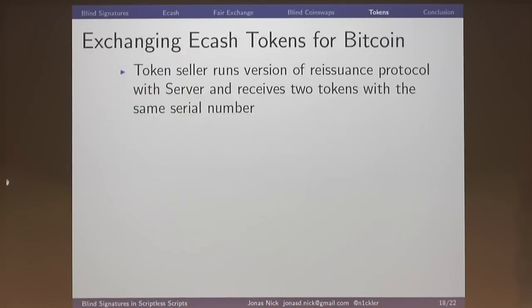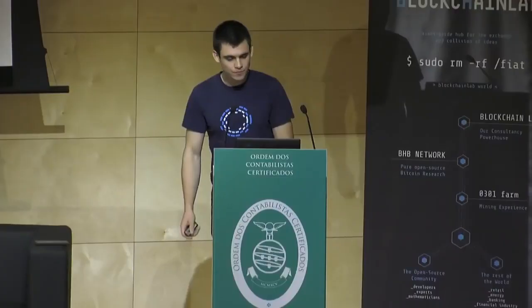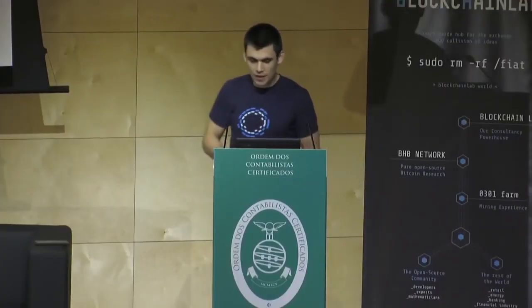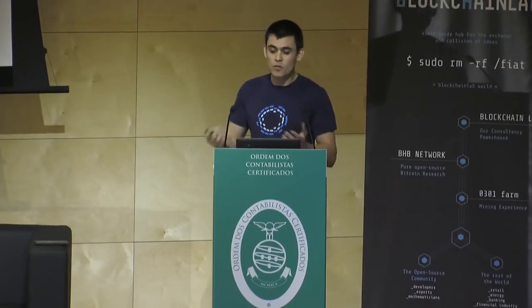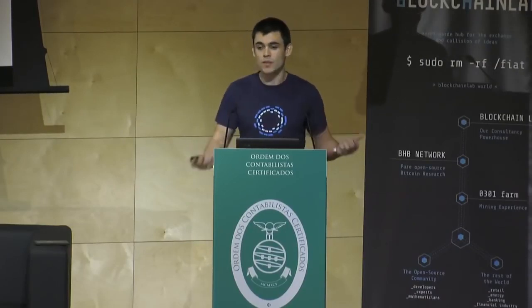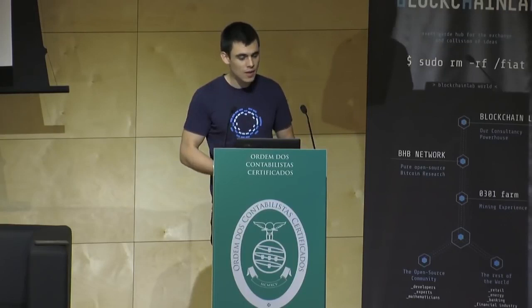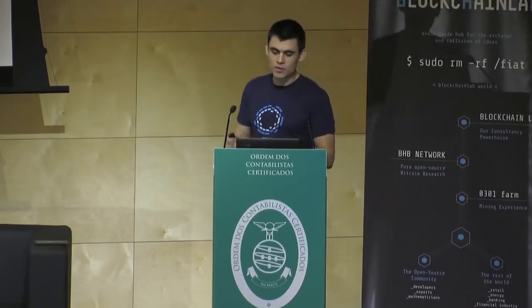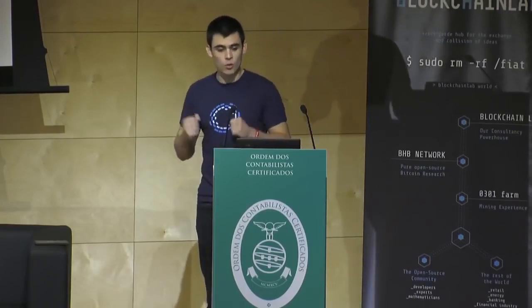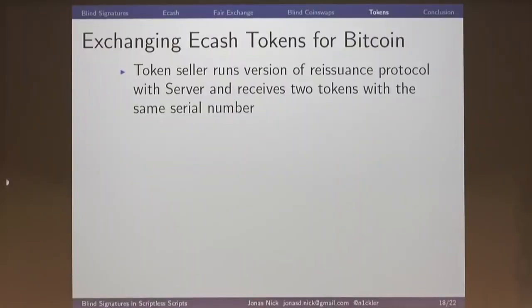Now, back to our original question, how can we have a buyer and a seller trustlessly doing this fair exchange of Bitcoin and eCash tokens? We say that there are now two versions of the reissuance protocol. One is the normal one, where you just get a fresh token. The other one is one where the token seller actually receives two tokens with the same serial number. So you can only spend one of them.